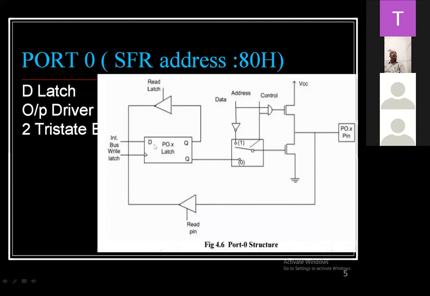Okay, next one is the D latch or the D flip flop. How does the D flip flop work? It is also the same: whatever comes at the D, after some delay it will go to the output. So that's why it is called the delay flip flop. And the write latch, this is what you can observe on this particular slide. So this write latch is working as a clock for this D flip flop.